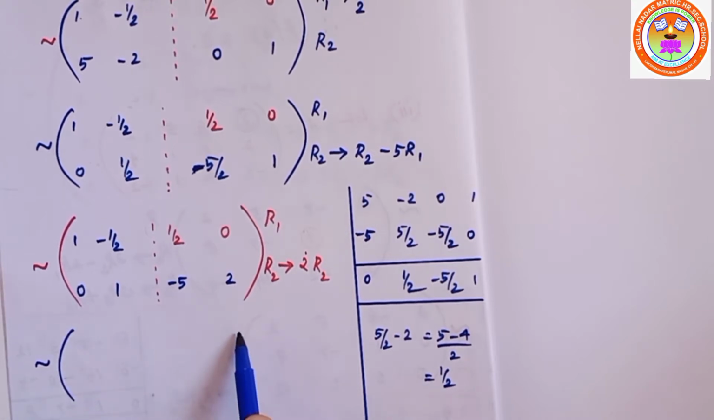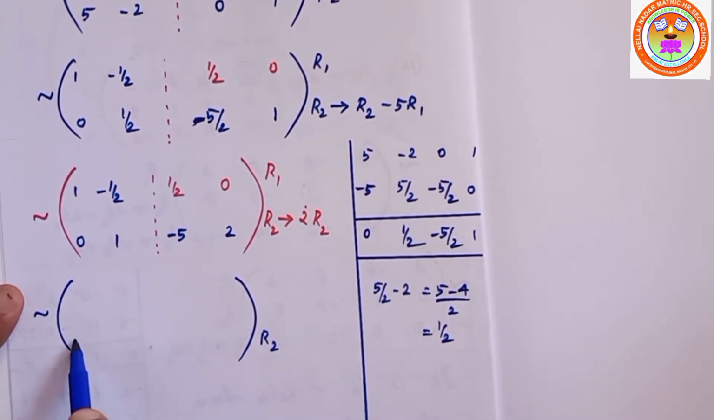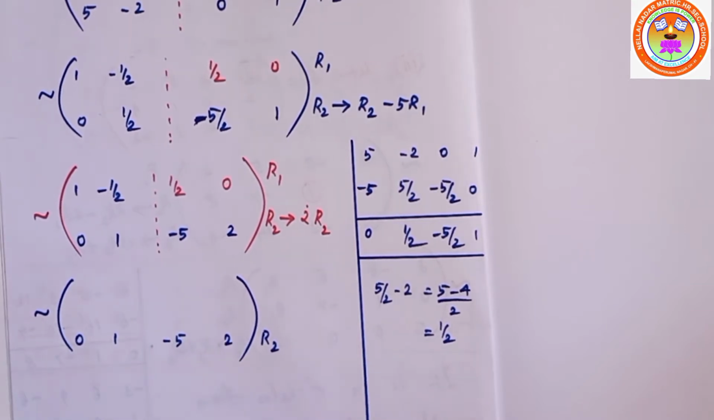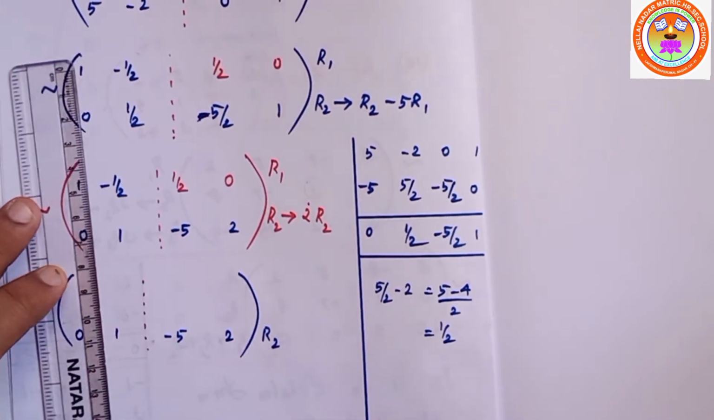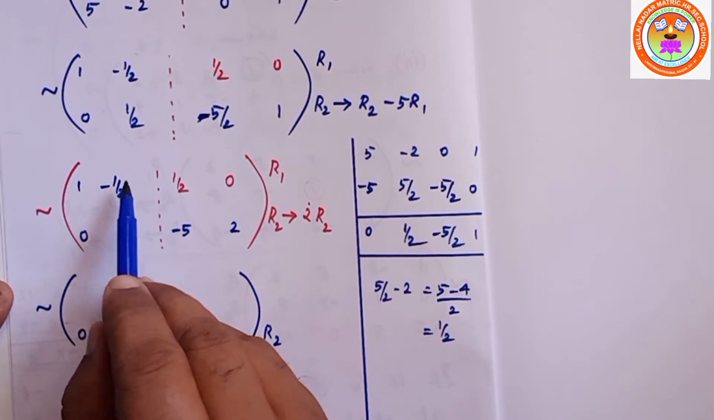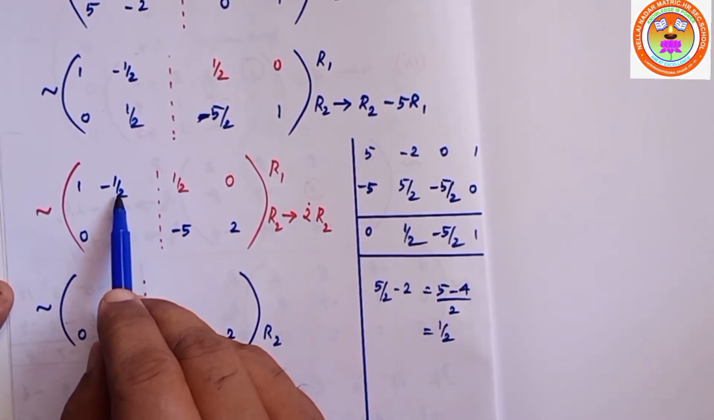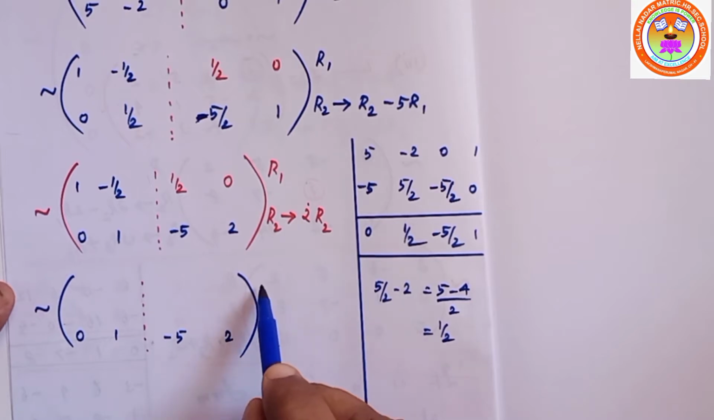Okay, now R2, no change at all. So R2 write as it is: 0, 1, minus 5 and 2. Now with the help of this element I am going to convert this element into 0. So here we have minus half, it has to be plus half, then only you can get 0, correct?